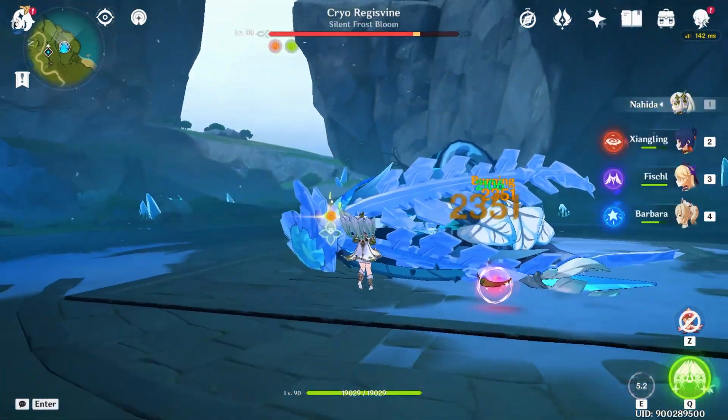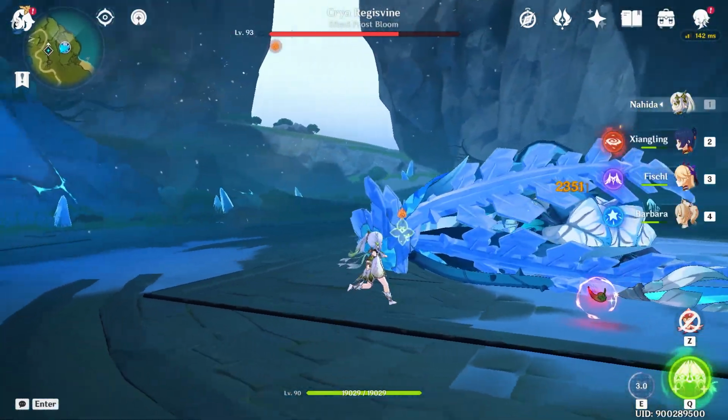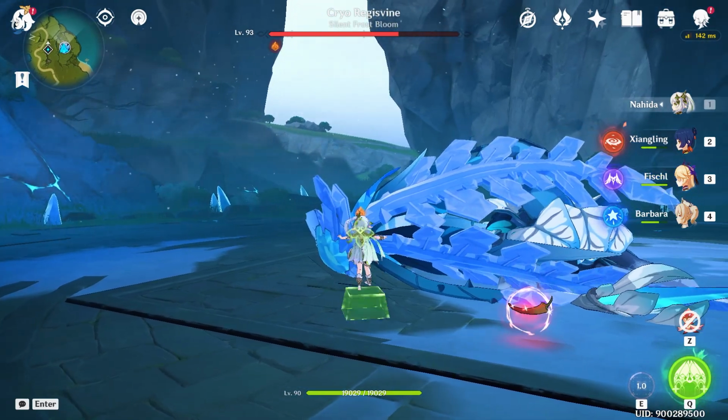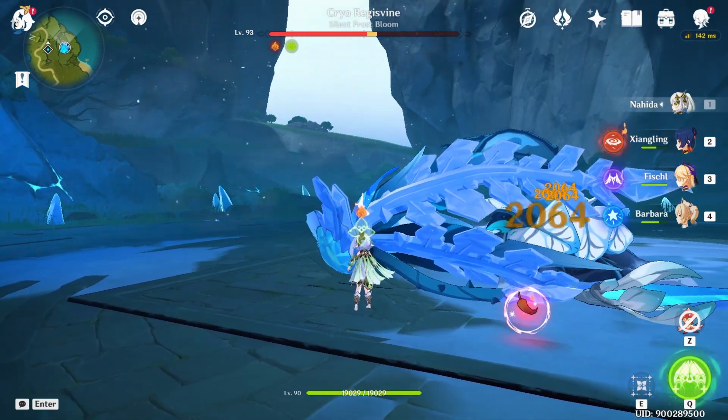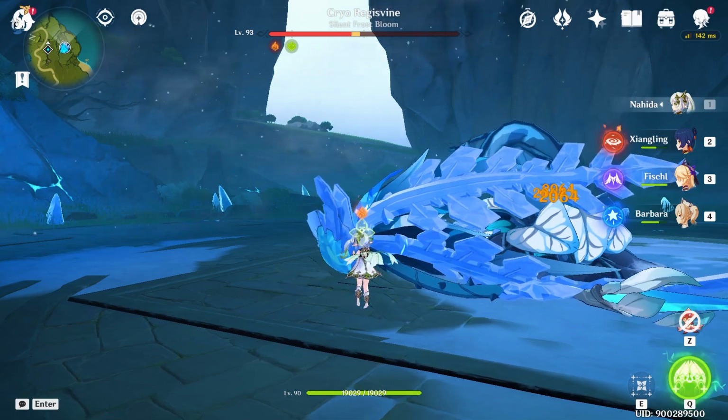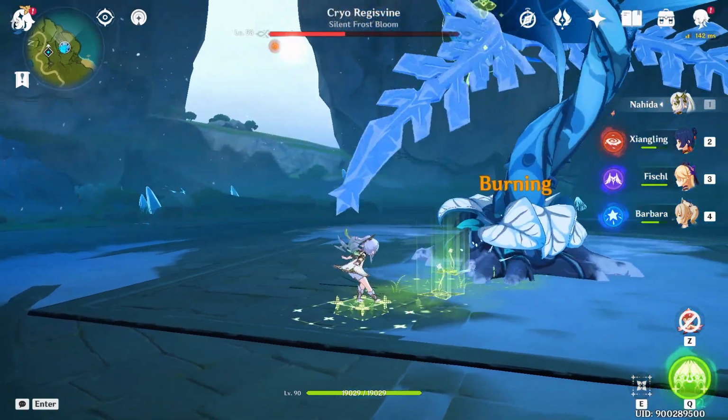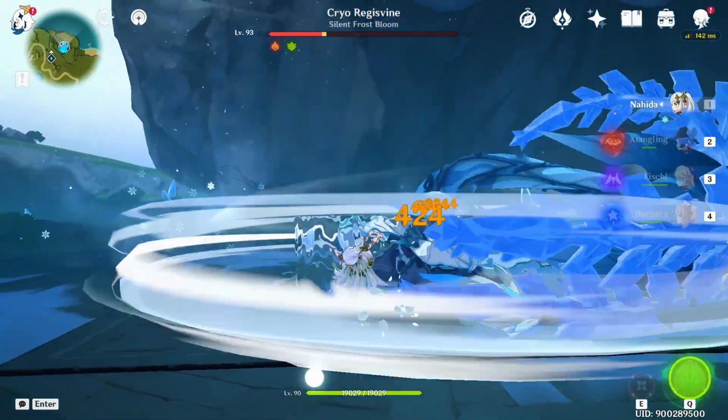Next is Burning. Burning is the elemental reaction triggered by inflicting Pyro on a target that is already affected by Dendro or vice versa. This reaction deals AoE Pyro damage and applies 1 gauge unit of Pyro in a 1 meter radius to both players and enemies. This Pyro application has an internal cooldown of 2 seconds.